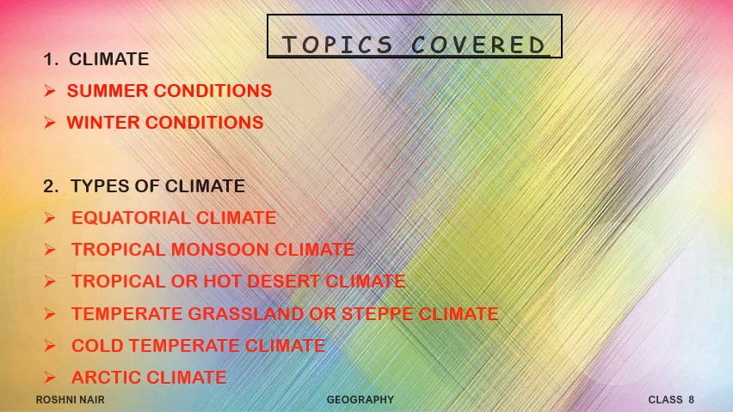Page number 110, warm temperate eastern margin or China type climate is totally cancelled. Second heading, temperate or mild latitude desert climate, again page number 110, that's also cancelled. Third heading which is cancelled is from page number 111, Mediterranean climate. That is also cancelled fully.